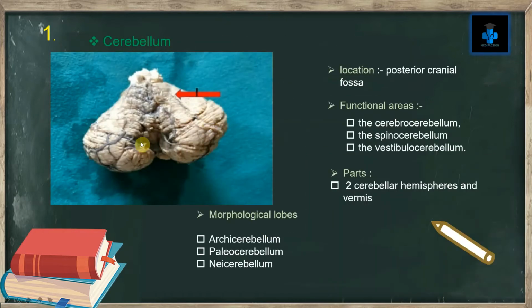Spotter number 1 is the cerebellum. The location of the cerebellum is at the posterior cranial fossa. It possesses some functional areas known as the cerebrocerebellum, the spinocerebellum, and the vestibulocerebellum. The parts of the cerebellum are two cerebellar hemispheres and a vermis. Morphological lobes of cerebellum. Number 1 is archicerebellum. Number 2 is paleocerebellum. Number 3 is neocerebellum.